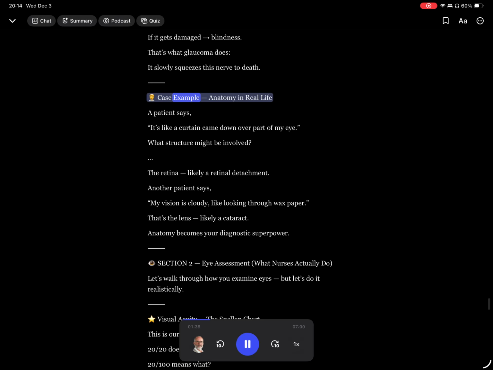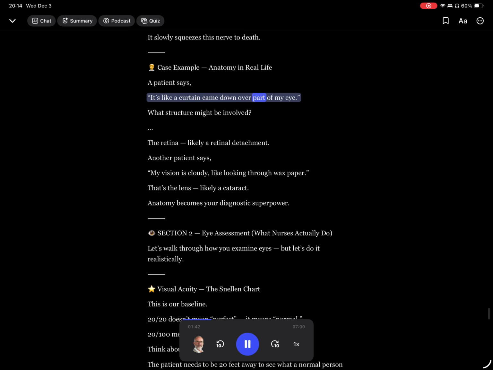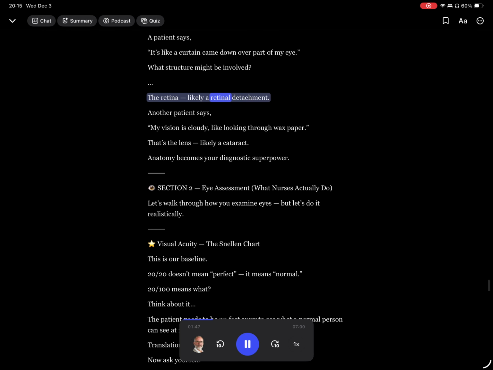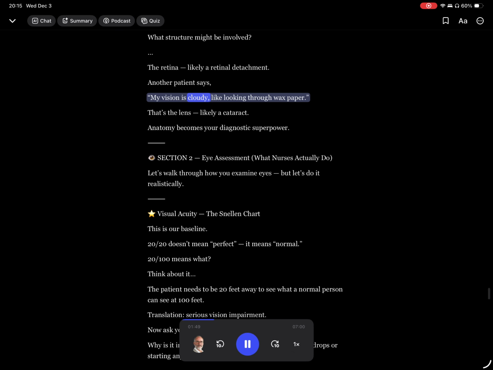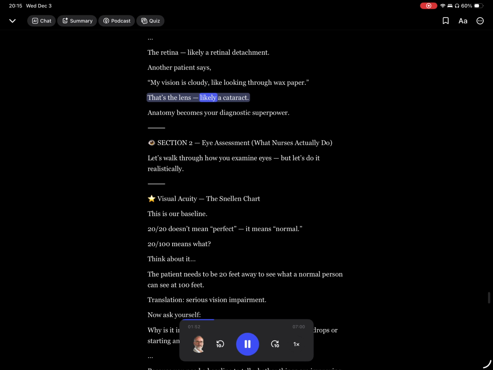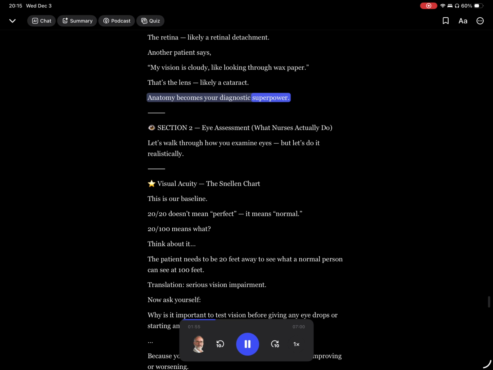Case example, anatomy in real life. A patient says, "It's like a curtain came down over part of my eye." What structure might be involved? The retina, likely a retinal detachment. Another patient says, "My vision is cloudy like looking through wax paper." That's the lens, likely a cataract. Anatomy becomes your diagnostic superpower.